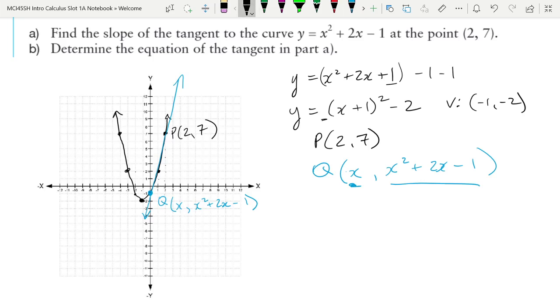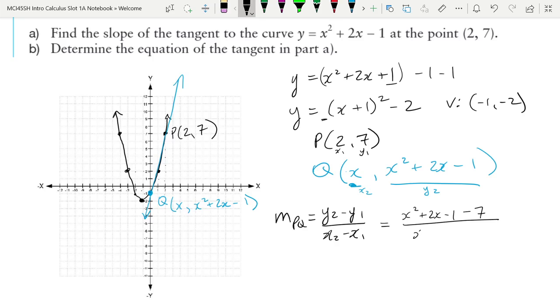So slope between P and Q. The slope between P and Q is y2 minus y1 over x2 minus x1, right? That's the slope formula from grade 10. But this here is going to be x1 and y1. And this guy here is going to be x2 and y2. That's going to be my coordinates. So running that through the slope formula, I'm going to get x squared plus 2x minus 1 minus 7 all over x minus 2.